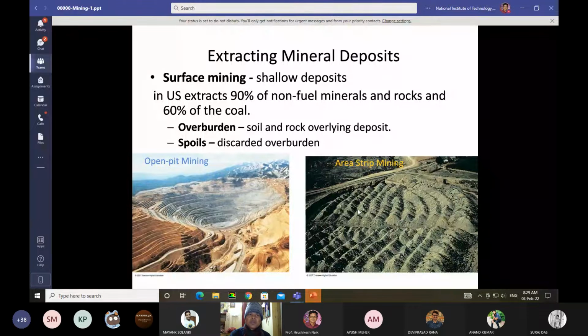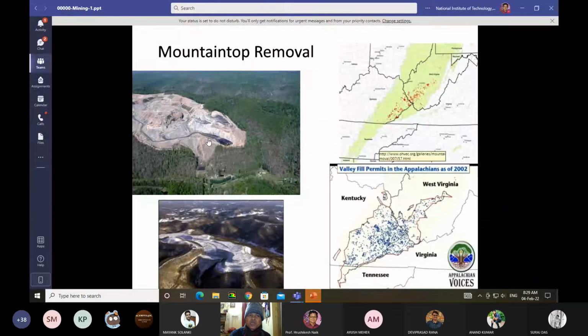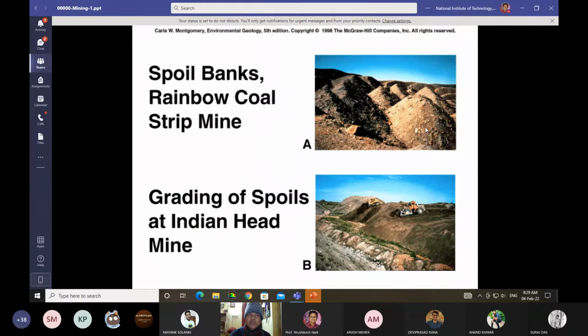Okay, so sometimes the mineral deposits, iron ore deposits, are located on the hilltop. So that is called your mountain top removal. Mountain top removal mining. So these are the spoil banks, spoil materials, waste materials. Spoil banks. Rainbow coal strip mine, where they have spoiled the material.